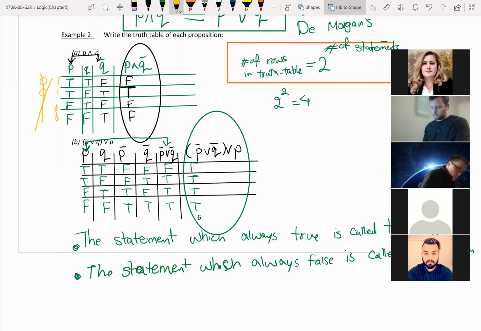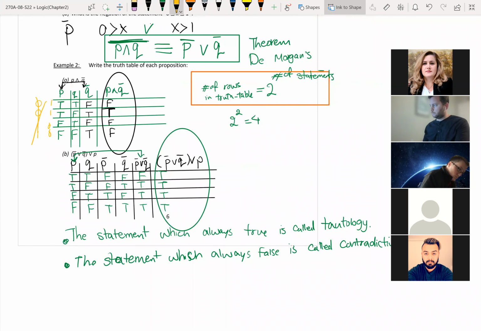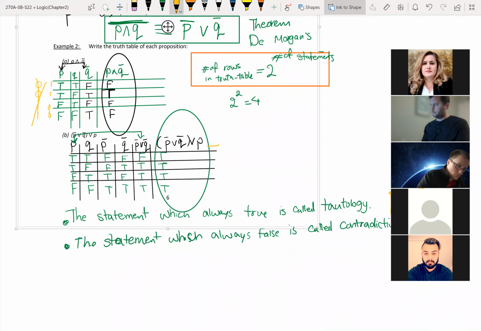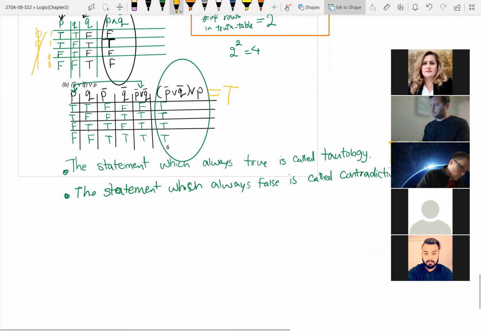The good example for tautology is P or negation of P is always true. P and negation of P is always wrong. So this is always true, this is always false. Those are good examples. This is also one tautology. This is also one tautology.